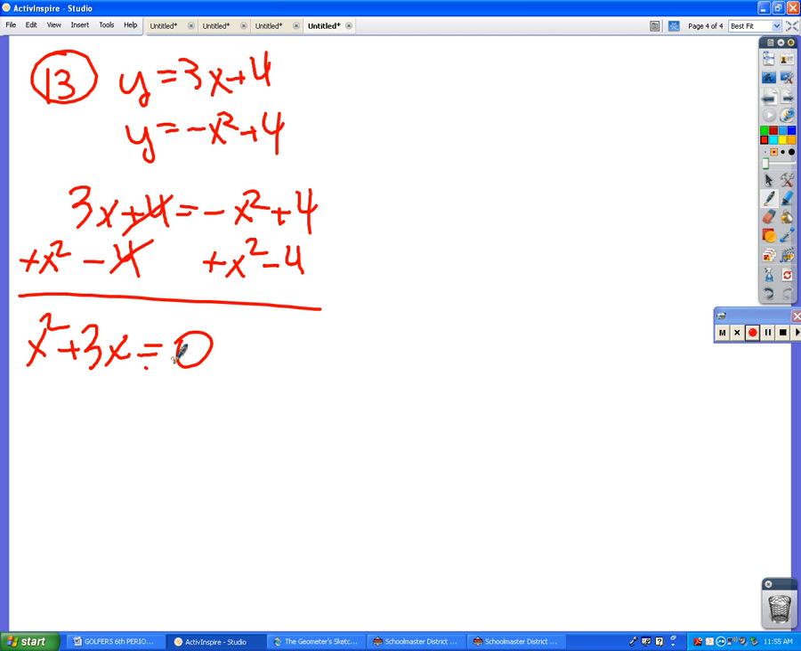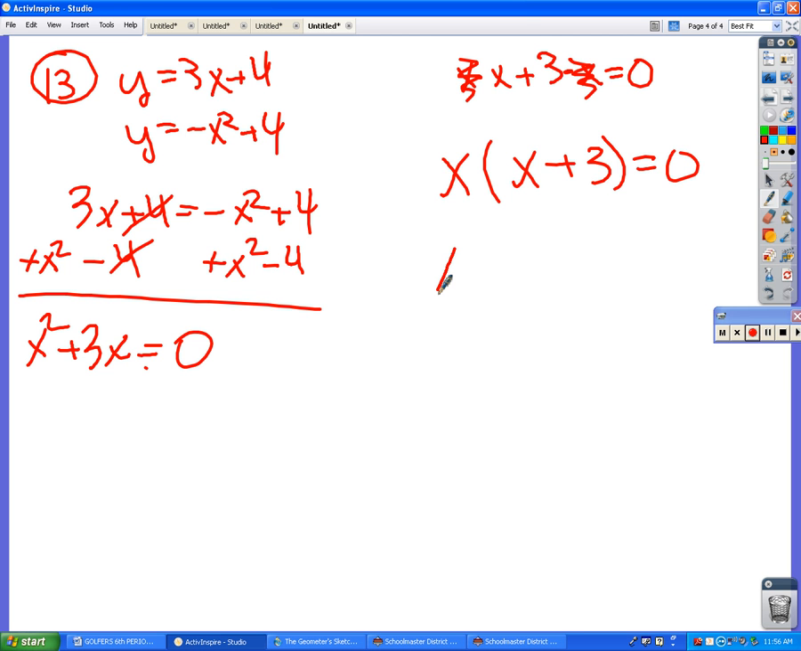So this is another one of those little situations. I'm going to think of x squared as being x times x. I'm going to think of 3x as being 3 times x. What can I factor out of both of those? An x. If I take an x out of here, what am I left with? Just an x. Plus, if I take an x out of here, what am I left with? 3. Okay, so what are my two answers for x? 0 and negative 3.